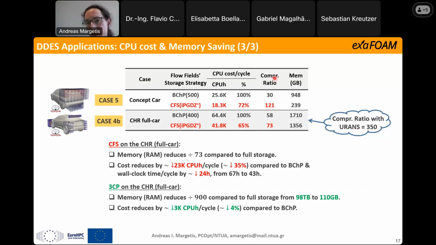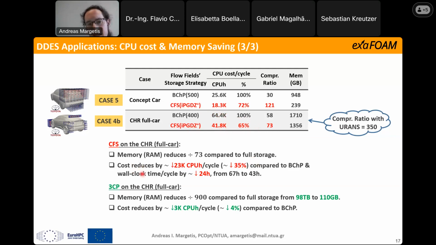These two values, the compression ratios that we achieve, are slightly lower compared to what we achieved in the URANS applications, but this decrease in the memory savings that CFS can achieve is absolutely expected due to the higher complexity of the flow fields that need to be compressed. Nevertheless, CFS remains absolutely capable of storing the whole time history of the flow in lossy compressed form, all 23,000 time steps, eliminating the need for flow recomputations and reducing the cost by 35% from 64,000 CPU hours to 42,000 CPU hours per optimization cycle.